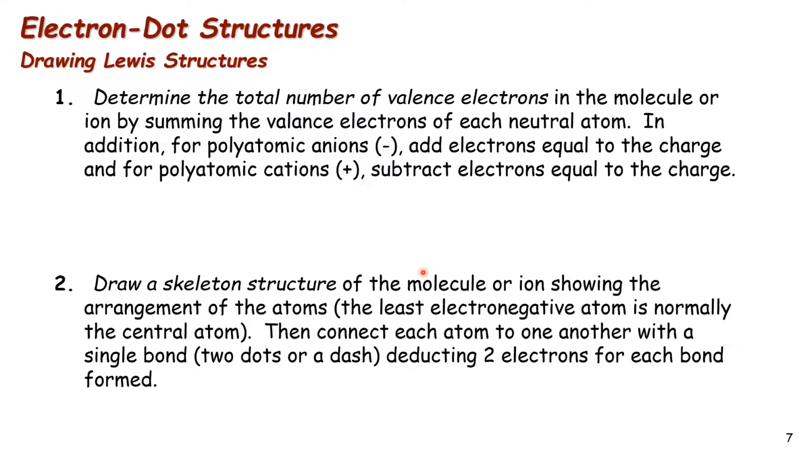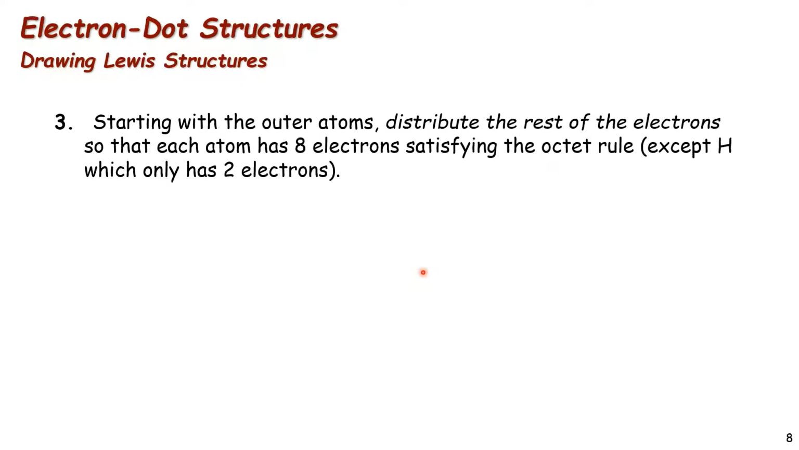Then we're going to connect each atom to one another with a single bond to start with. So we're going to use two dots, or we're actually going to use dashes. And you're going to have to deduct 2 electrons from the total number of electrons for each bond that you form. Next, we're going to start with the outer atoms, the more electronegative atoms, and we're going to start fulfilling the octet for each one of those atoms. So we're going to make sure that each is surrounded by 8 electrons. Those include the bonding atoms as well. And of course, for hydrogen, the octet is only 2, but for all other atoms, that's going to be 8.